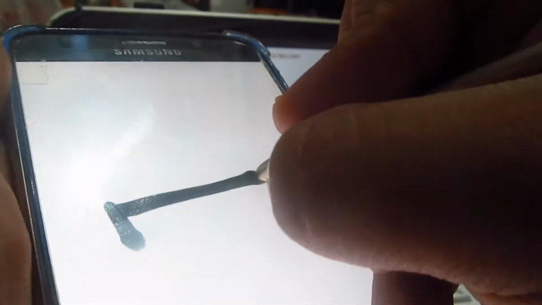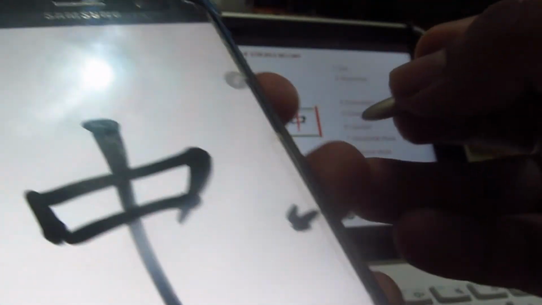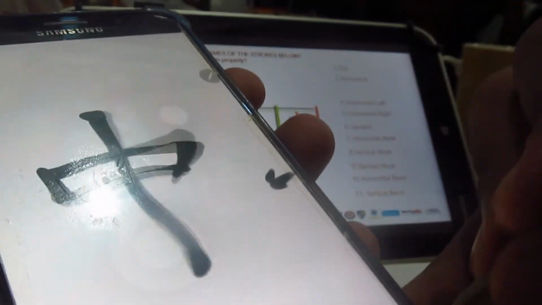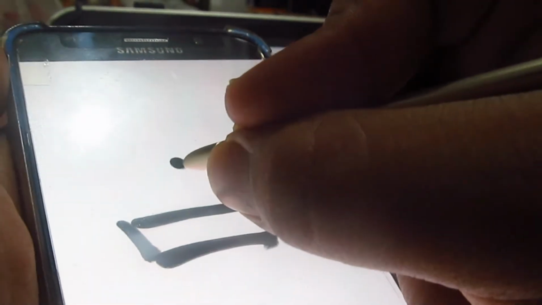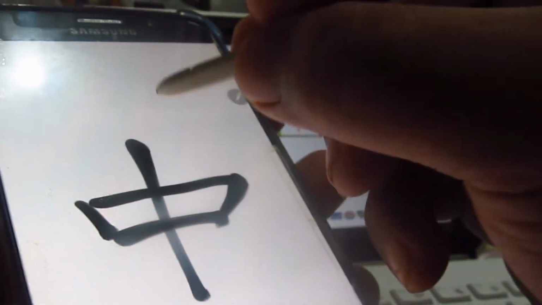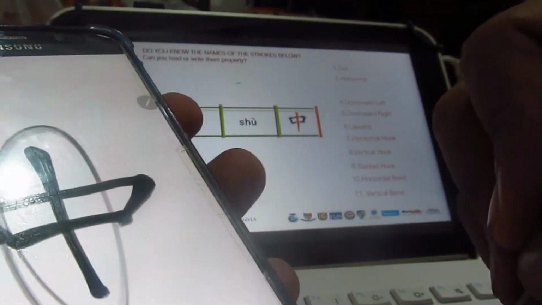Let's start with this example. Let's use this example. Zhong. Okay, zhong. Start first with this stroke, and then you see this. Okay, zhong, or center. Again, zhong. This stroke is the vertical stroke.